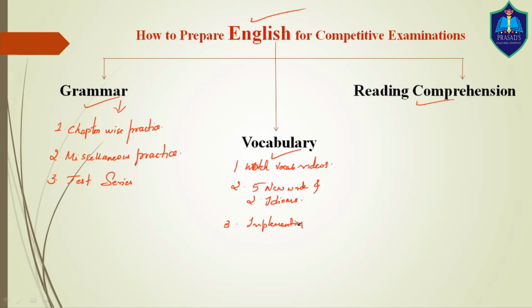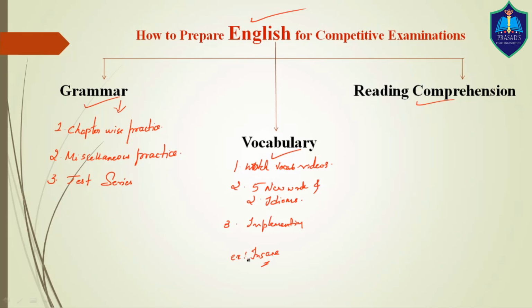So the third one is you should start implementing, or you should start using those vocabulary words in your daily life. For example, I am taking an example of insane. What is the meaning of the word insane? Insane means mental illness. So instead of using mental, you can use insane. So it helps you to remember. So this is how you have to improve your vocabulary.